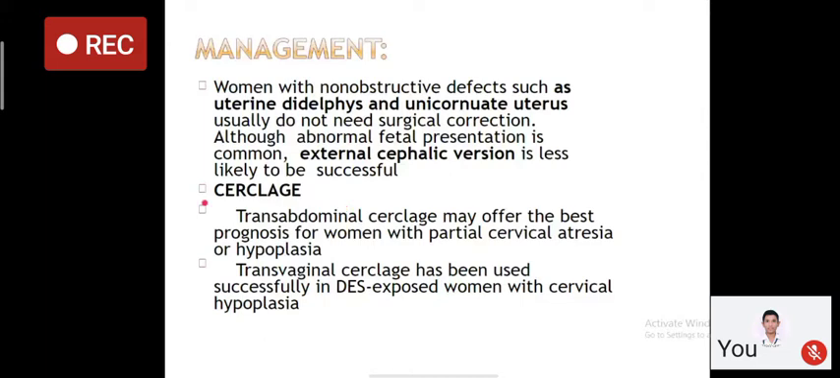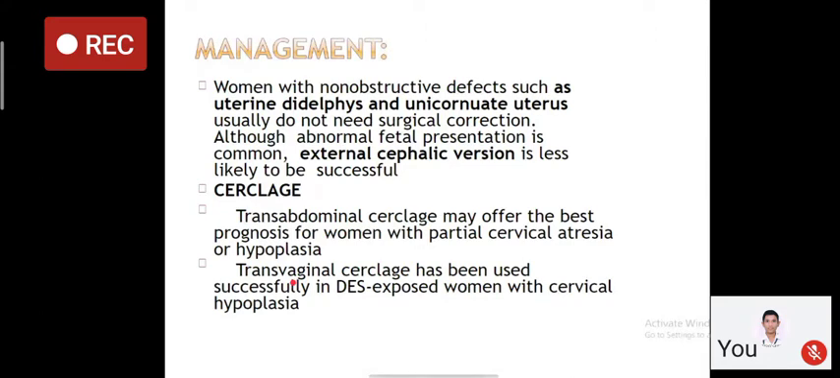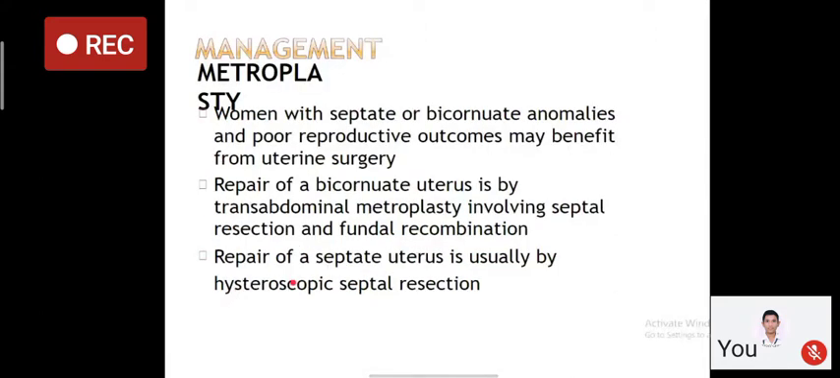But what is the need of cerclage? The need of cerclage is because there is partial atresia, so that could lead to preterm dilatation of the cervix. Transvaginal cerclage has been used successfully in DES exposed women with cervical hypoplasia. So what you can do: metroplasty.